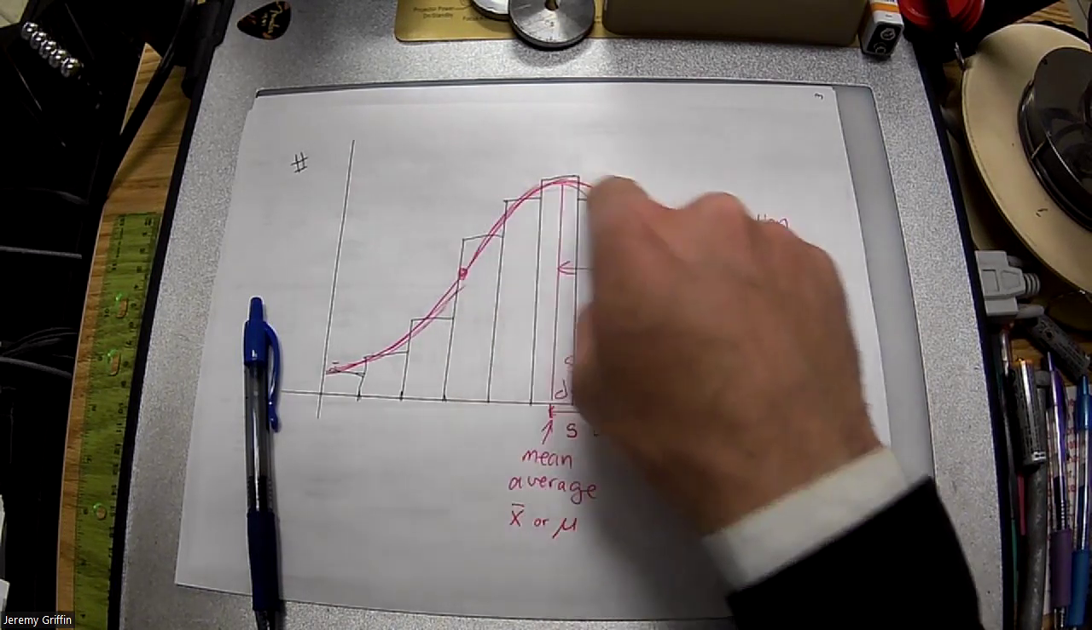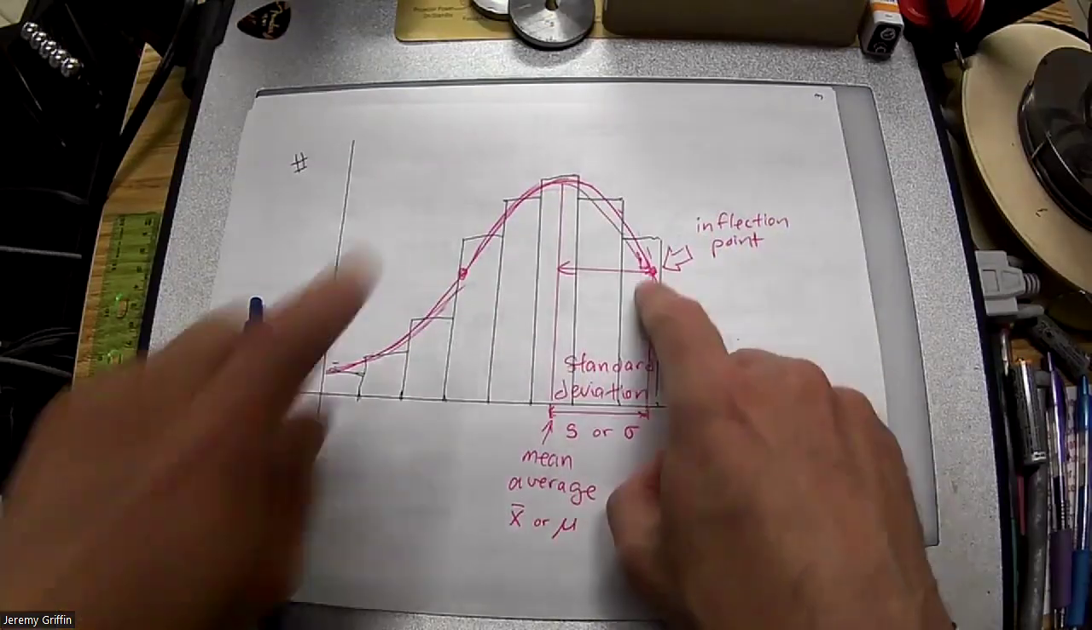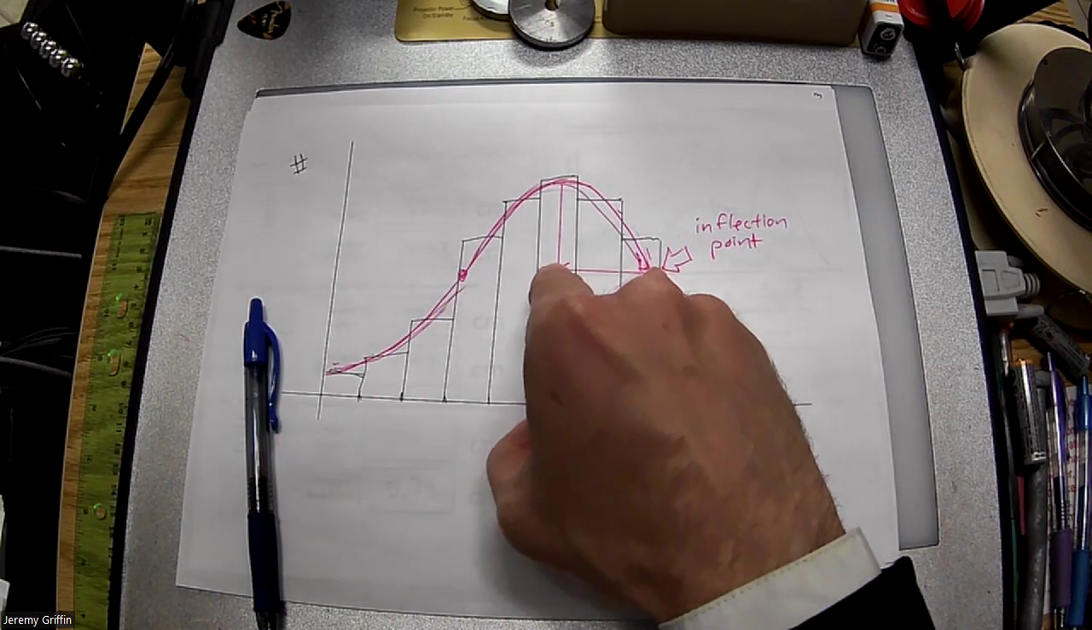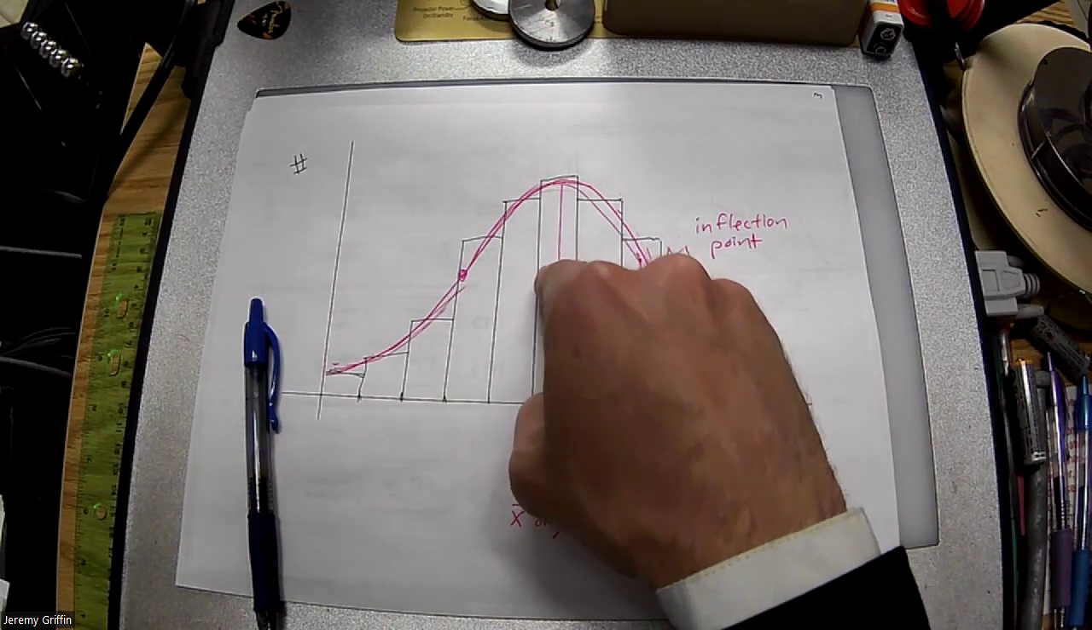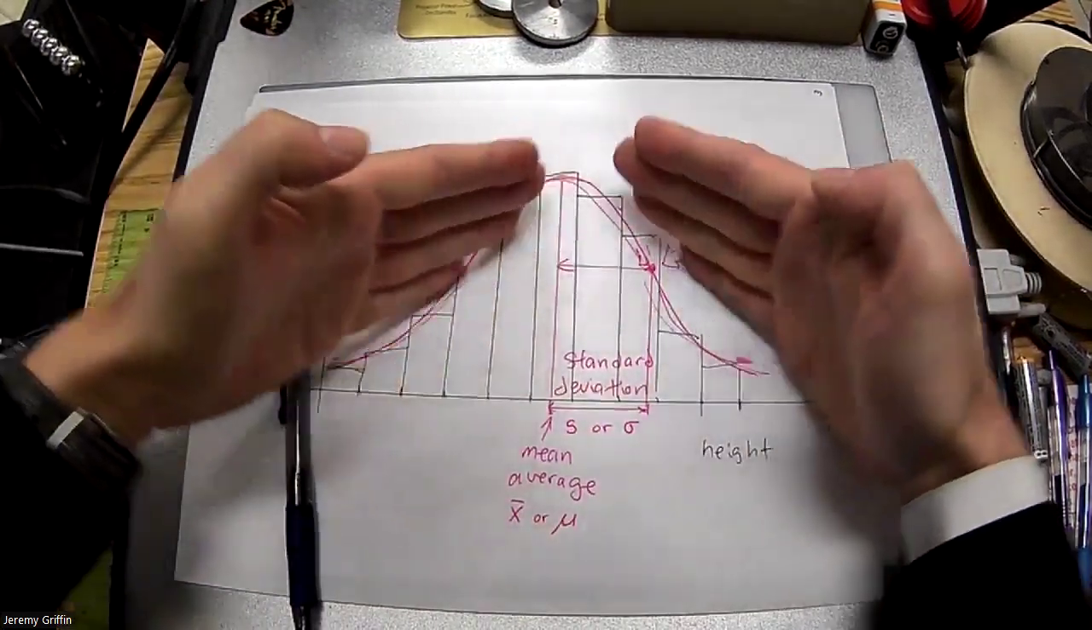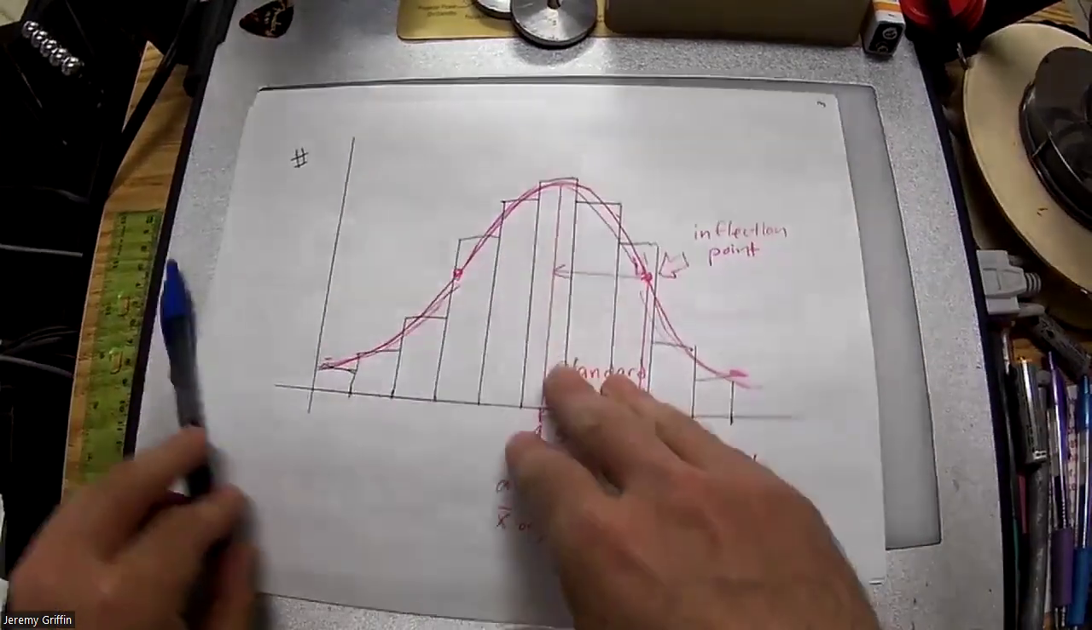You guys remember, inflection point is where it changes from being concave down in the middle to concave up on the tails. So that distance right there could be a way to measure how spread out the data is. If it was a real narrow curve, it'd be a smaller standard deviation. If it was really spread out, that'd be a larger standard deviation.